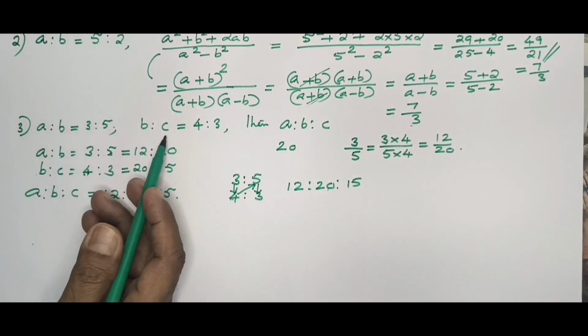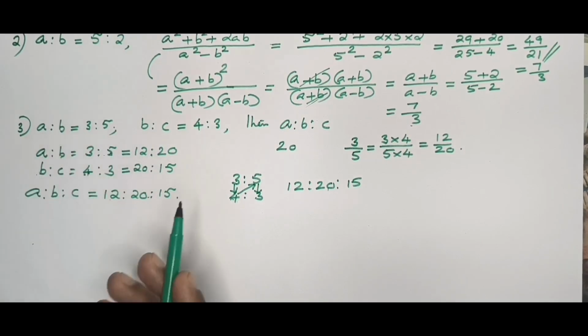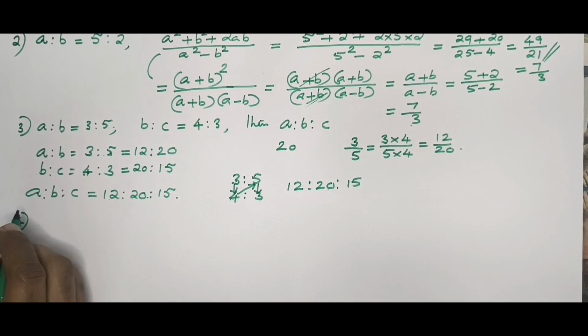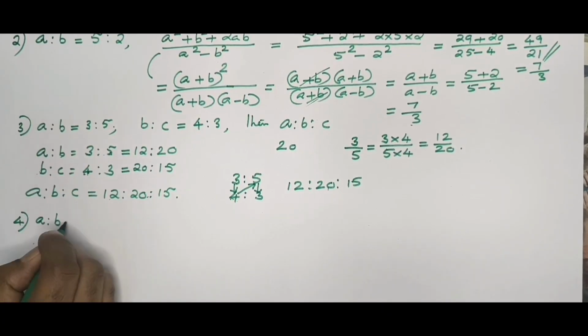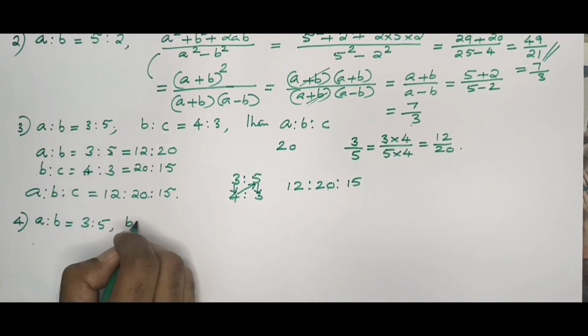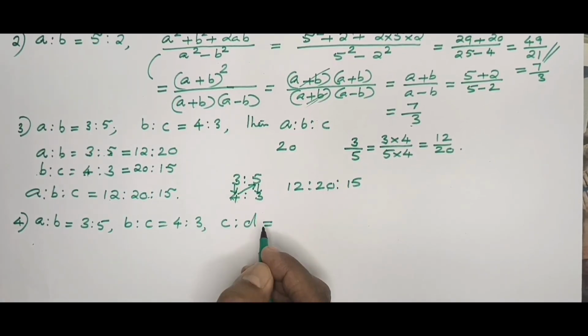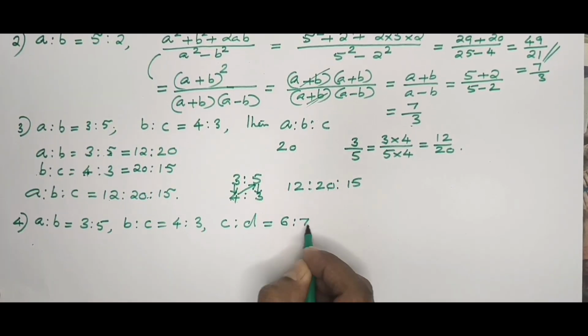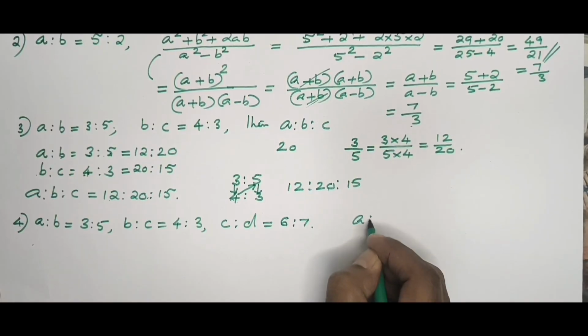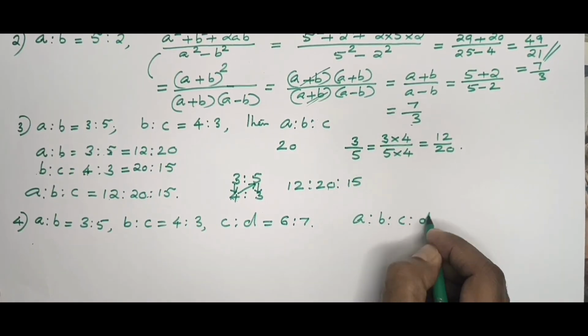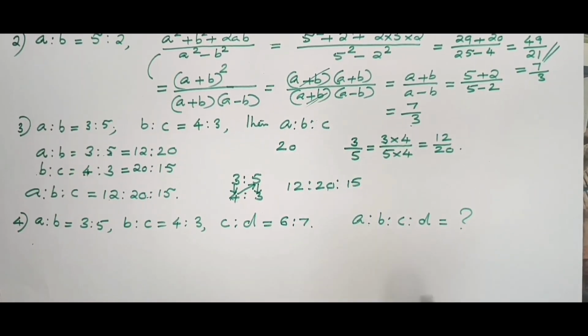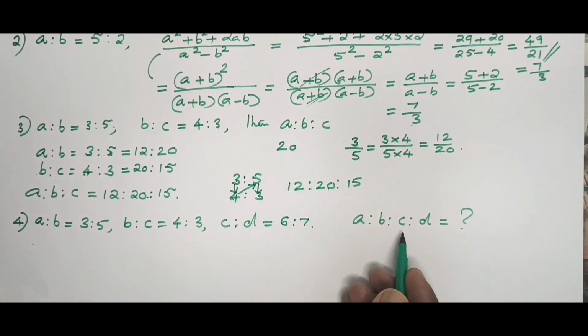See, here I have taken only two ratios. You can extend this to even three ratios. We'll do that as the next problem. Let me use the same figures. A is to B, 3 is to 5, B is to C, 4 is to 3. Then let me introduce one more ratio. C is to D, 6 is to 7. And let's find out A is to B is to C is to D.